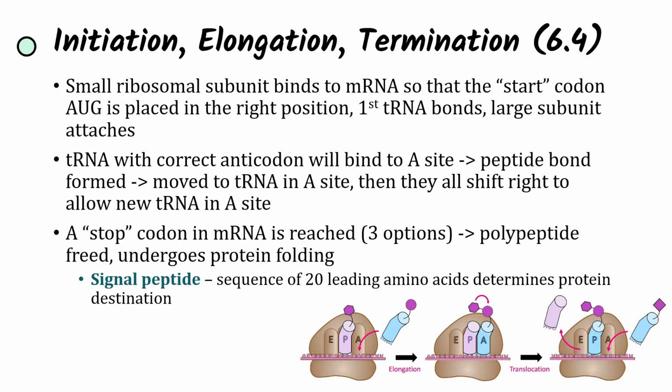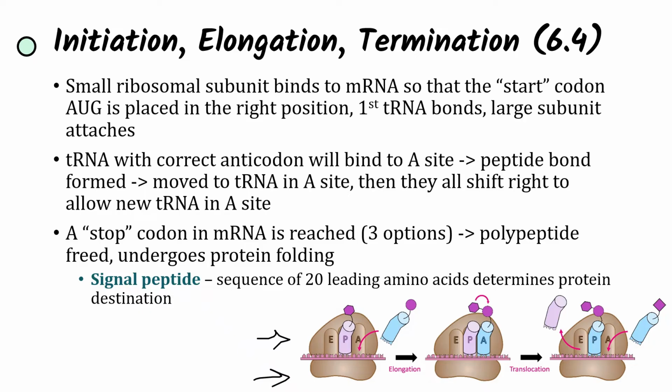Now, specifically how these three sites within the ribosome work and the steps of translation. There are two ribosomal subunits that make up a ribosome, the large and the small. The small subunit binds to the mRNA, so the start codon, AUG, is placed in the right position. And the codon AUG is going to code for methionine. And then the first tRNA is going to bond and the large subunit attaches.